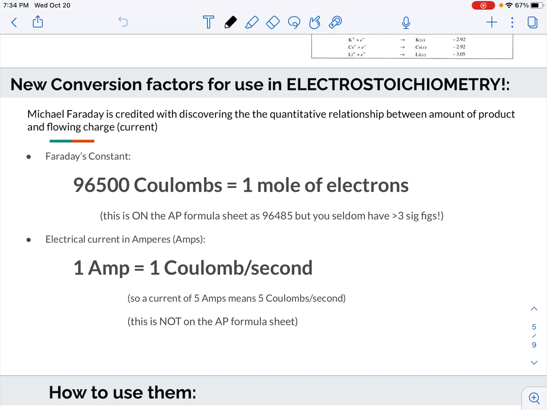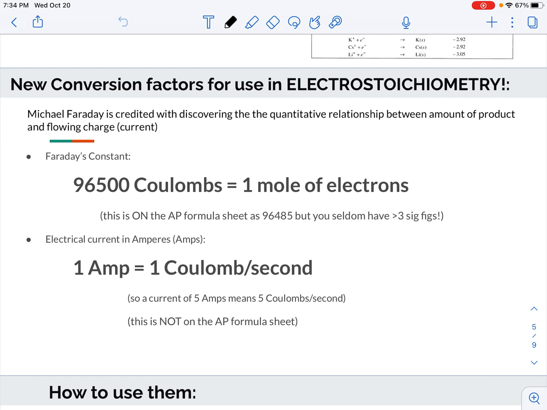So as you did your targets, you should have discovered that Michael Faraday is the scientist who is credited with the law that describes the quantitative relationship between current, which is a flowing charge, a moving charge, in this case moving electrons, and the amount of product that can be created by an electrochemical reaction due to those electrons. So Michael Faraday, we give him the credit, and he's the one who discovered that, mathematically speaking, 96,500 approximately, 96,485, I think, coulombs equals 1 mole of electrons.